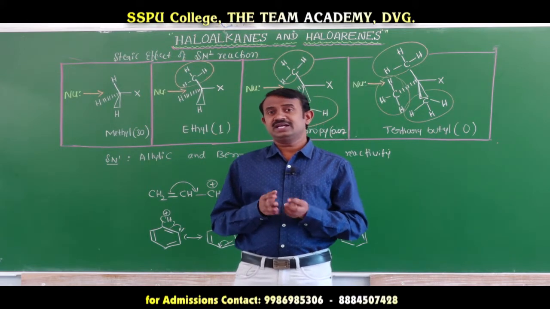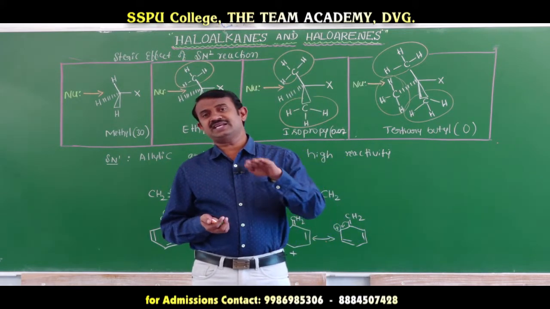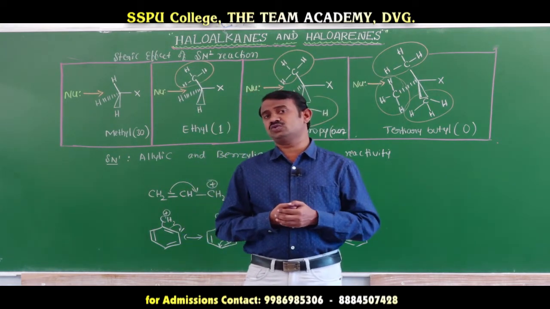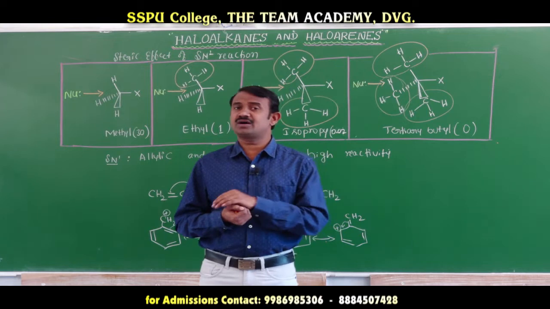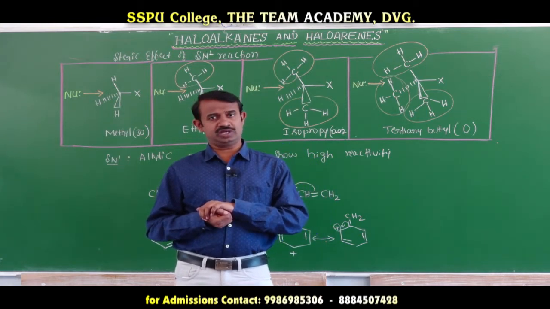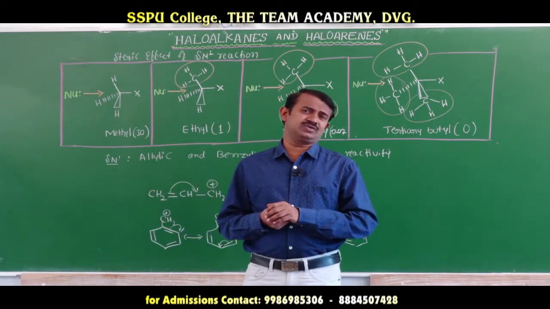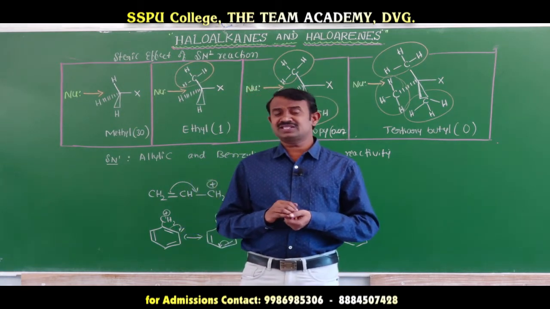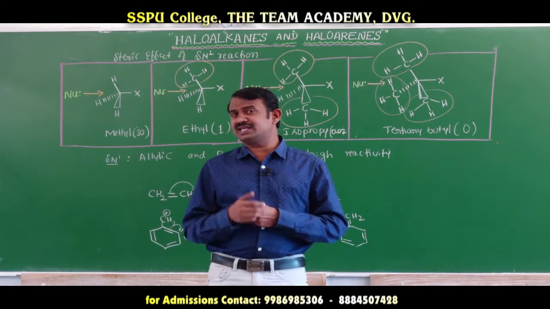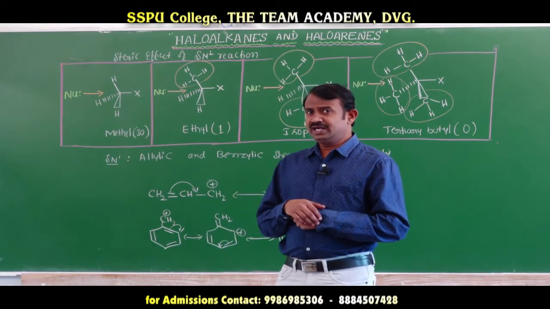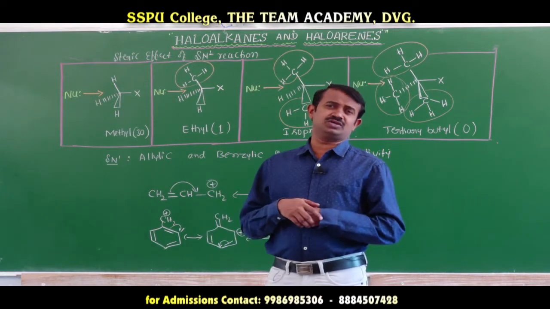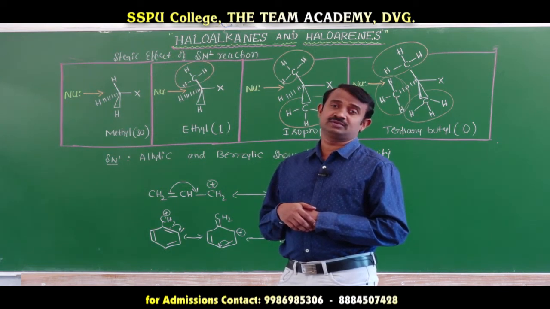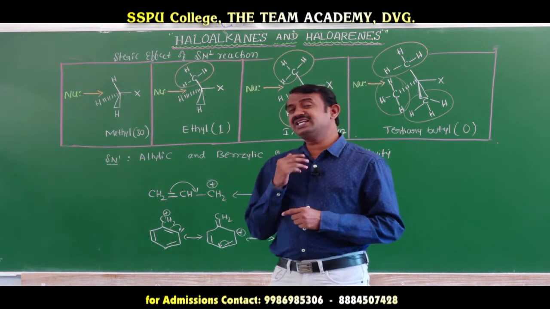Here the order primary, secondary, tertiary is increasing in the SN1 mechanism and decreasing in the SN2 mechanism. We already discussed the difference between SN1 and SN2 reactions. Next, why does the SN2 mechanism have primary more reactive than secondary, and secondary more reactive than tertiary? Because of steric hindrance.